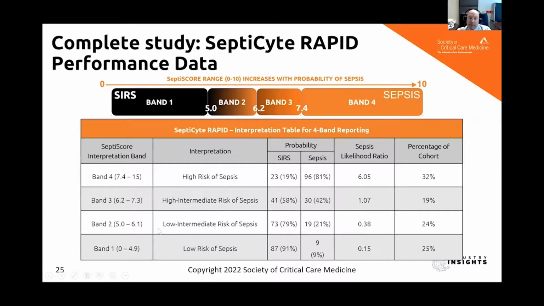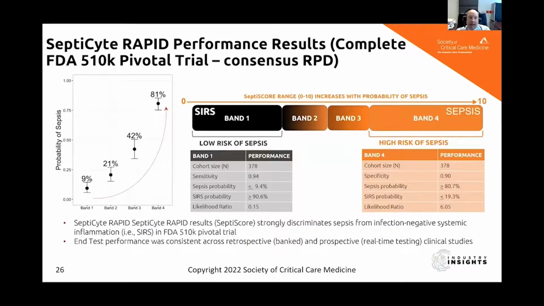And then band 2 and band 3 subsequently increase the likelihood of sepsis. But band 1 and band 4 clearly stand out as ways to either make a diagnosis or eliminate a diagnosis for a patient having a likelihood of infection-related sepsis. And here we see the bands put into a probability of sepsis curve, and you can see our cohort, sensitivity, sepsis probability, SIRS probability, and likelihood ratio displayed from band 1 to band 4. And we realized the test performance was consistent across both the retrospective as well as the prospective real-time testing from the clinical studies we just talked about.